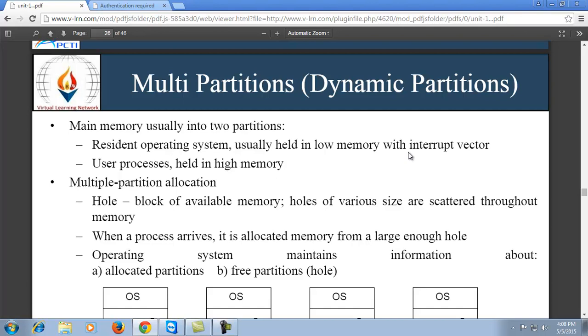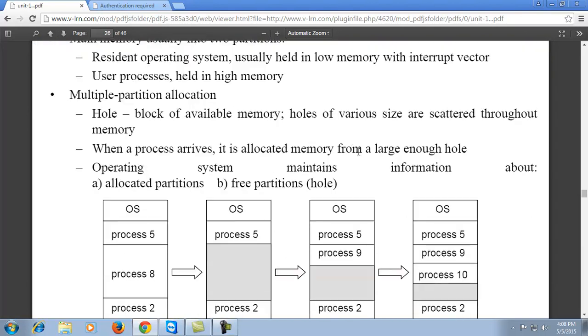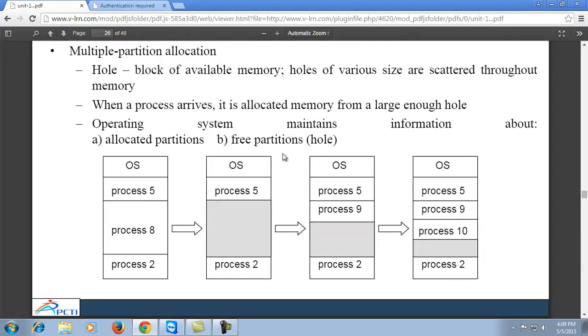Multiple partition allocation has a number of blocks of available memory. Holes of various sizes are scattered throughout the memory. Scattered means the holes are distributed in a scattered manner. When a process arrives, it is allocated memory from a large enough hole. The operating system maintains information about allocation, about partitions, about free partitions, about free holes, and about how much memory is allocated and how much is still available for further allocation to the number of processes.